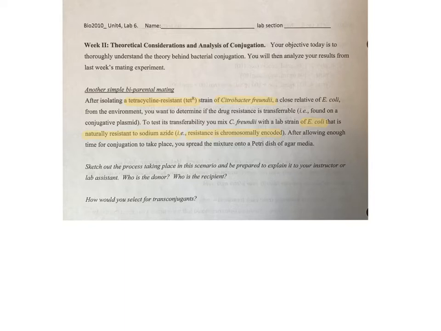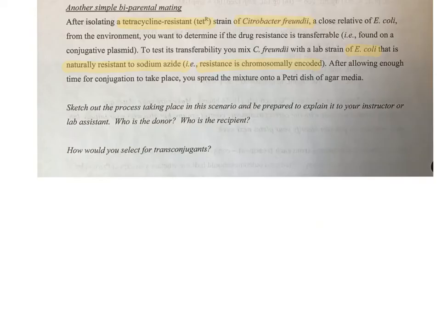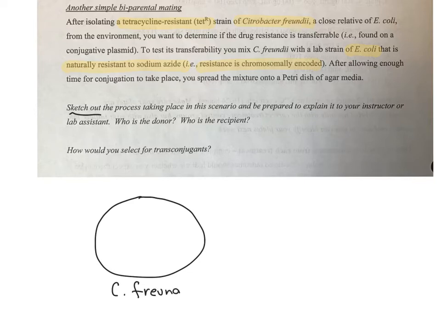So how are we going to actually do that? For me, I like to actually draw out the full process, which you're actually supposed to do anyway. It says sketch out the process. So let's go ahead and do that. We've got two bacteria. We've got some Citrobacter frundi, and then we've got a strain of E. coli.